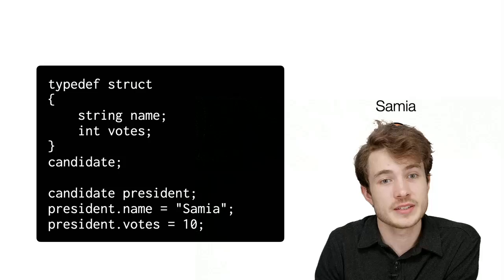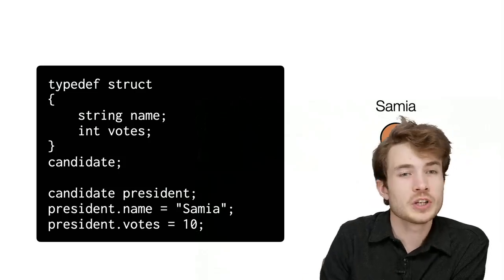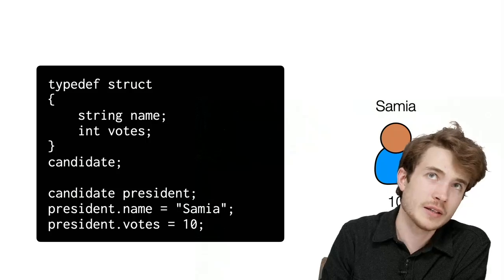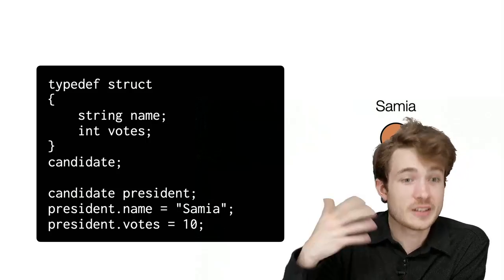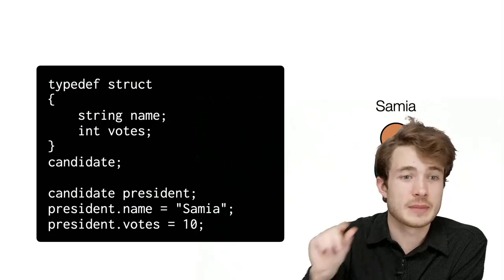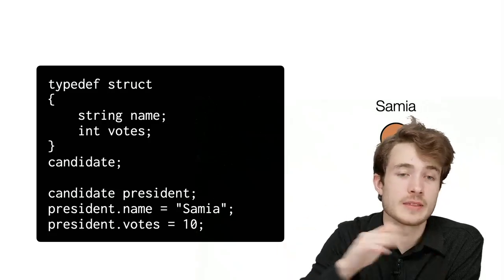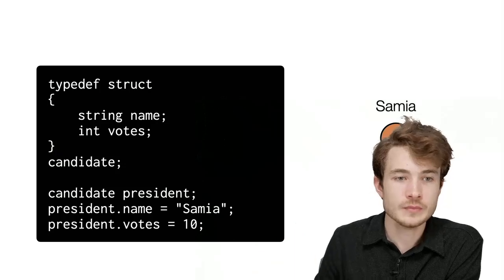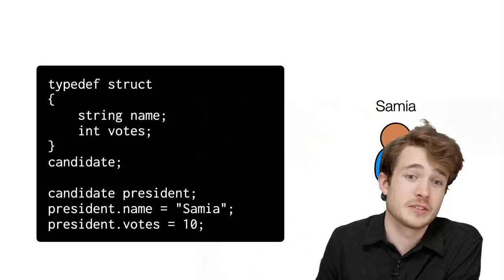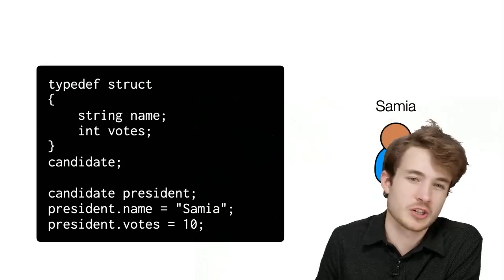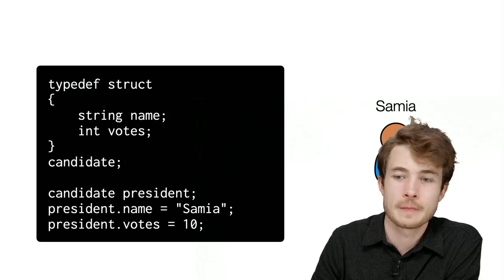So, candidate president, candidate vice president. We could maybe have a candidate called candidate, but we'd still have to instantiate that by saying candidate space candidate, the type name, then the variable name. And probably in that case, best not to confuse the variable name with the structure name, so I would probably avoid that altogether.